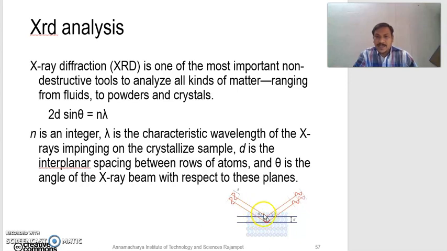The incident X-ray makes angle theta with the crystal plane. If the incident X-rays satisfy Bragg's law 2d sin theta is equal to n lambda, then only these X-rays are diffracting from the crystal planes. So these X-rays are diffracted, or scattered, or reflected in another direction with angle theta. These X-rays are detected by the detector, and we can analyze the grain size and structure of the material.